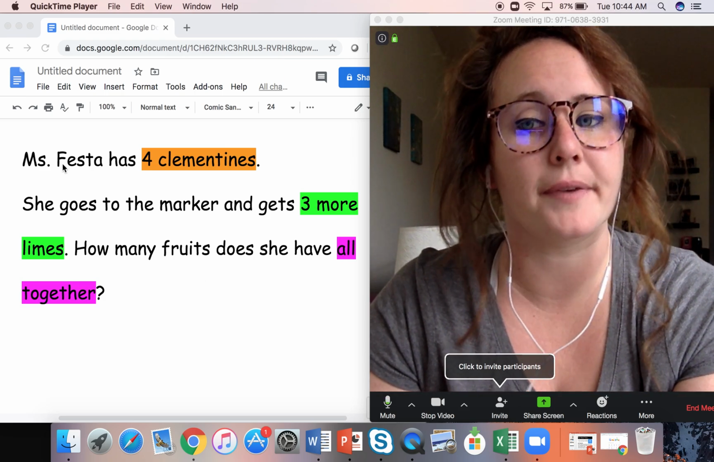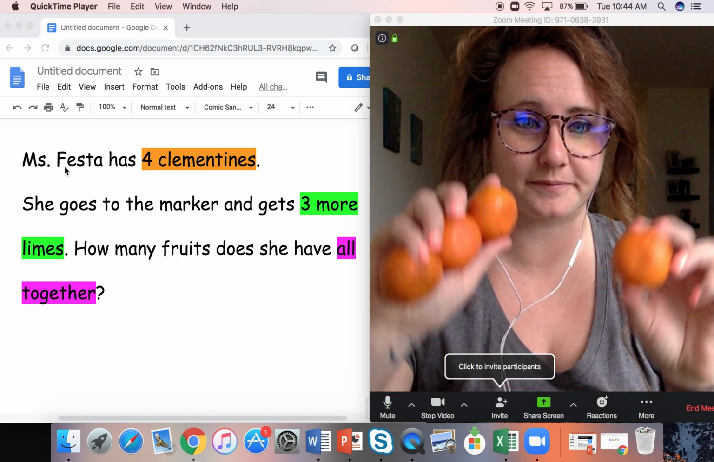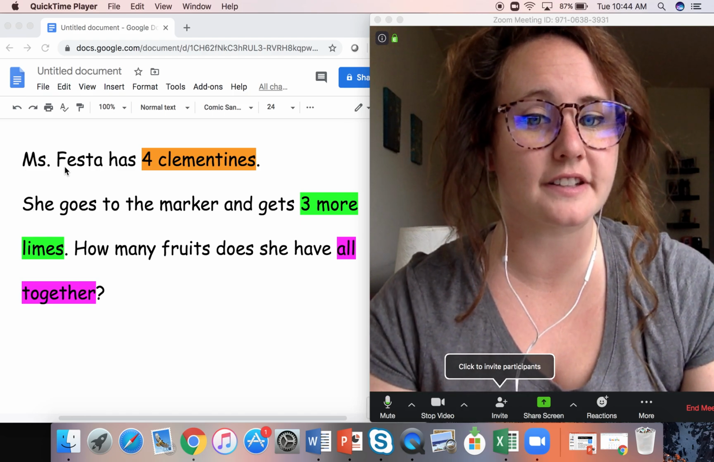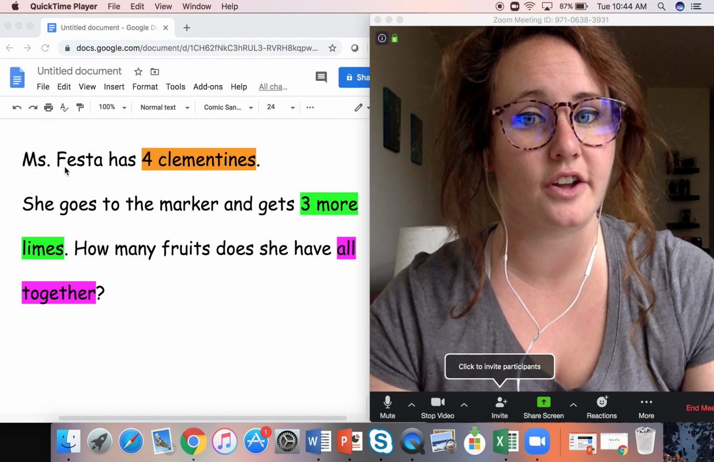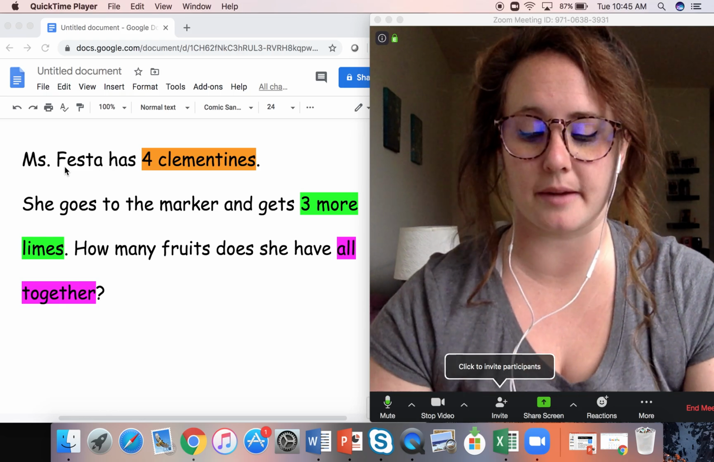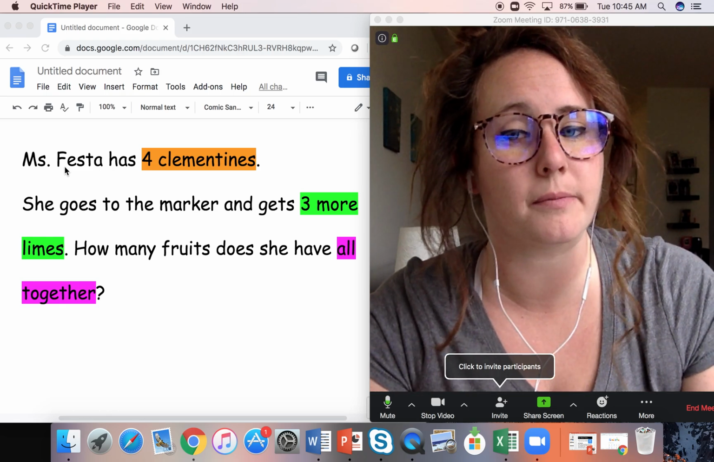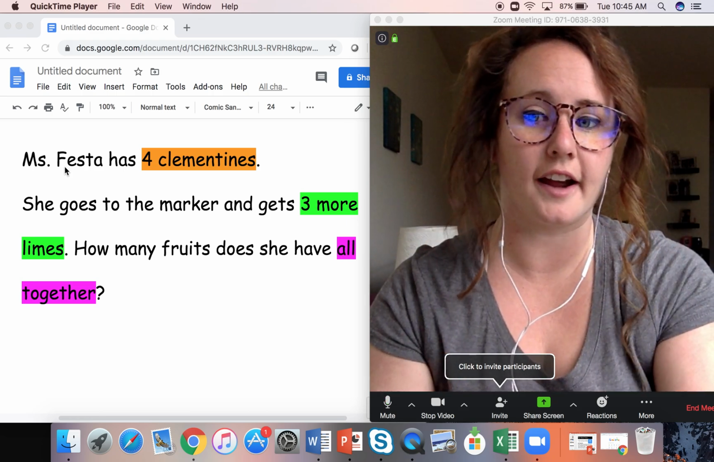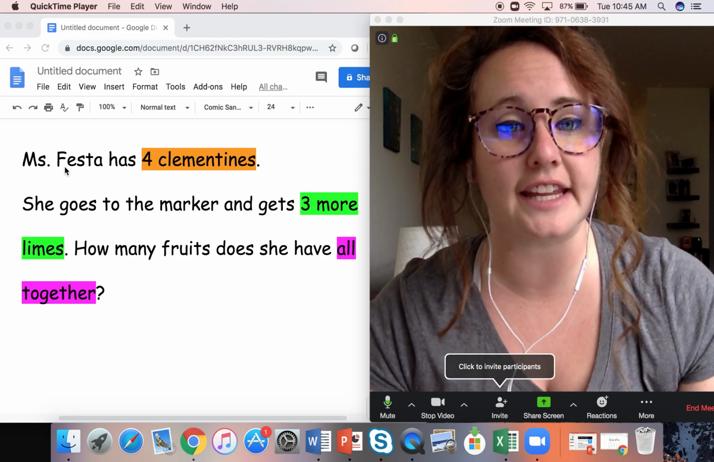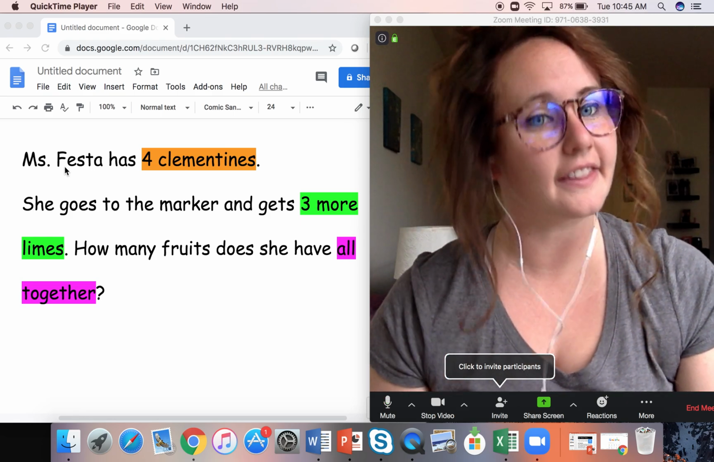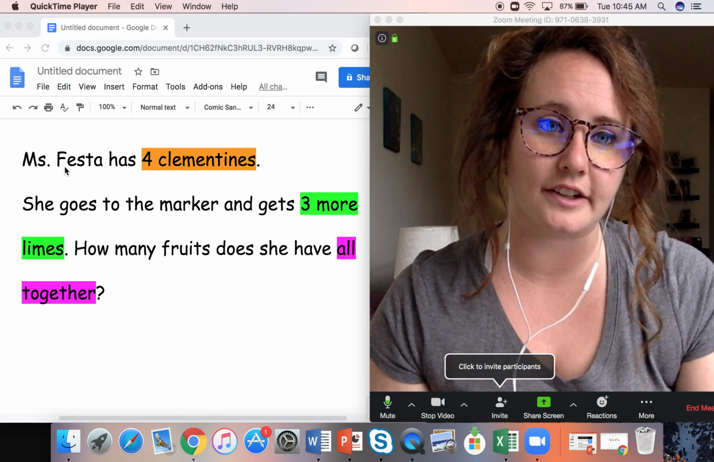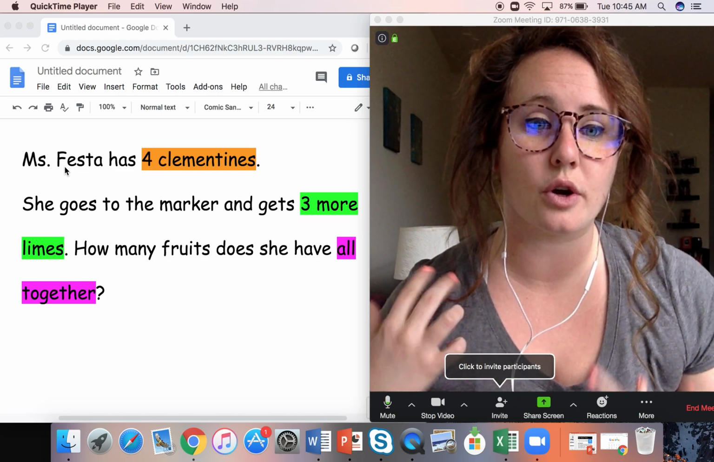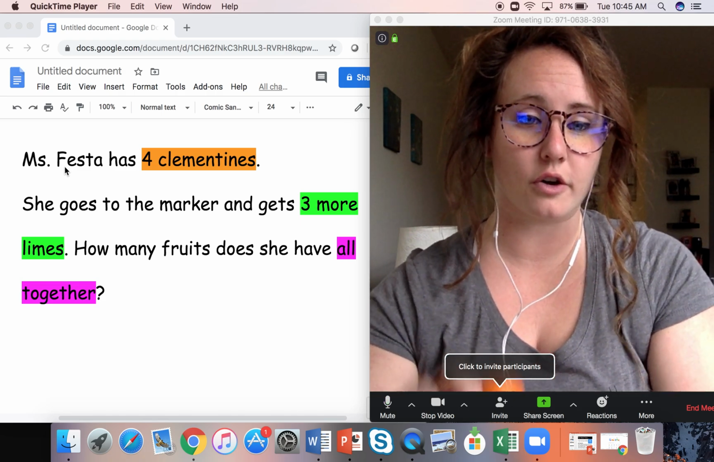So here I have, Miss Vesta has 4 clementines. She goes to the market with 3 limes. How many fruits does she have all together? So what I did is I highlighted my important words, or words that I thought were important. So I highlighted I had 4 clementines. 1, 2, 3, 4. I also highlighted that I had 3 limes. 1, 2, 3. And then I highlighted my all together. And that is at the end of my word problem. That tells me here's what you should do with your numbers or your objects.